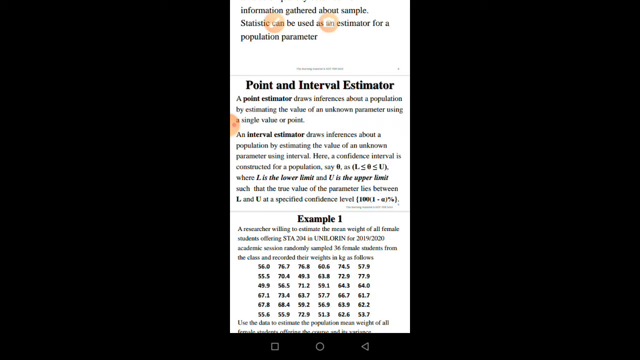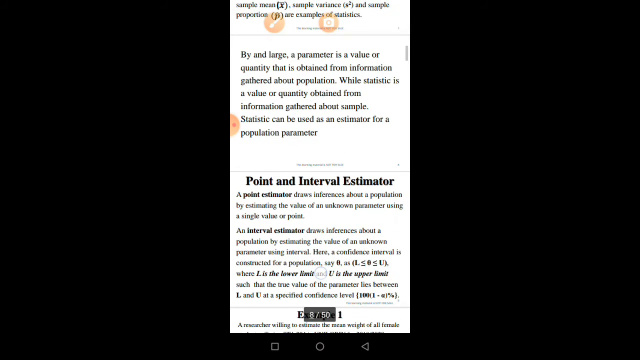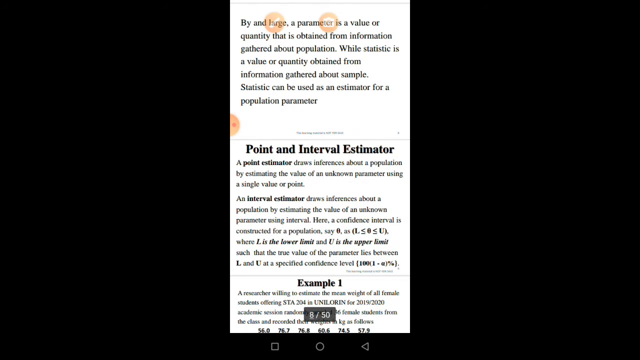I've talked about it that you can never get the population mean. Even when you use your sample mean, you cannot get population mean. You only get a range. You understand now? You only get the range between. So now this is where interval estimator comes in.